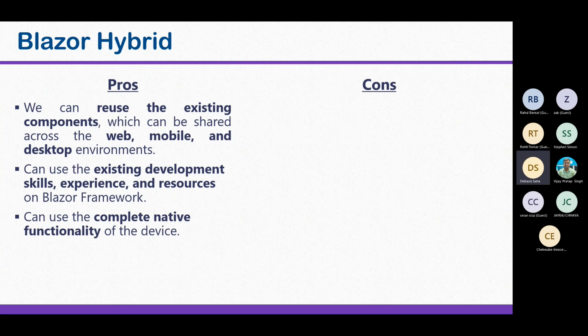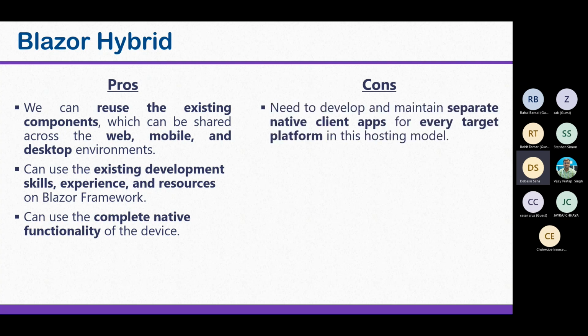Except for these benefits, there are some problems, or cons, also. We need to develop and maintain separate native client apps for every target platform in this hosting model. If we are trying to develop the same application for both Android and iOS, then we need to develop and maintain two different projects, one for Android and one for iOS. Just like Xamarin, it is not possible to host the same application for both environments. We need to create different projects for each and every environment.